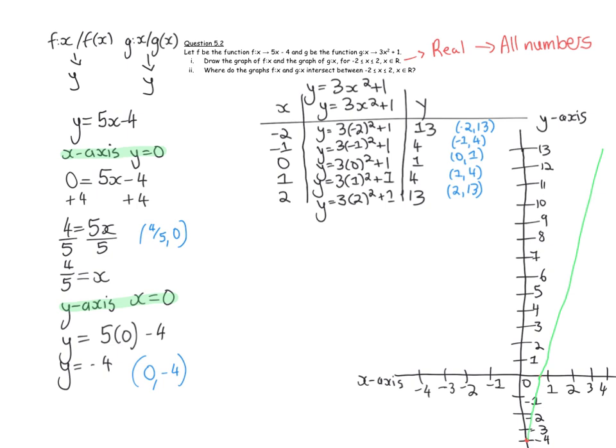Now, the next one I'm going to plot in blue maybe. So we have the point minus 2, 13. So that's going to actually be right in the center of this point here. The next point after that we have is minus 1, 4, so it's going to be here. Then we have 0, 1, it's going to be here. 1, 4, which is going to be here. And then 2, 13, which is going to be up here.